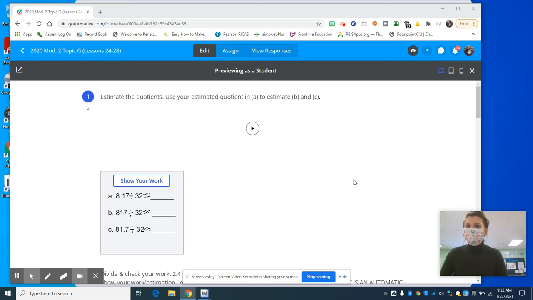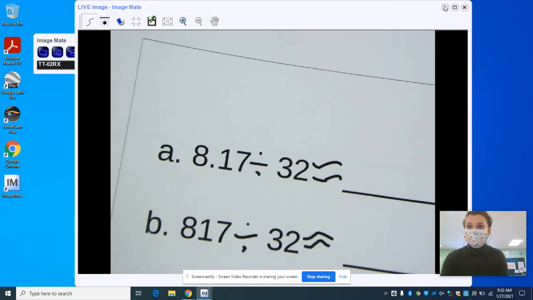Hi, fifth graders. We are going to quickly go over our Module 2 Topic G quiz. So remember, you can use your notes, but always show your work.